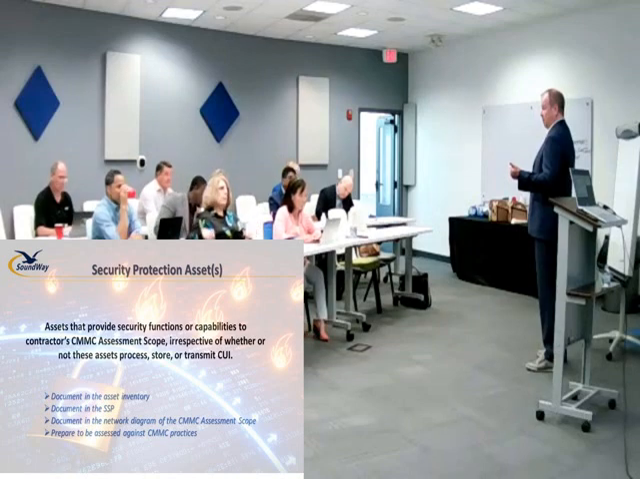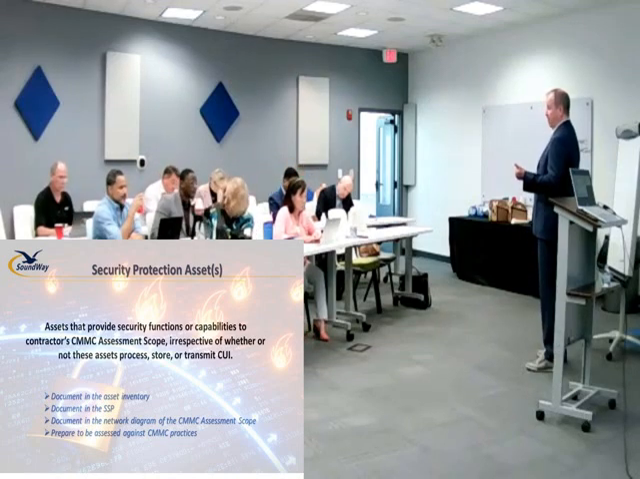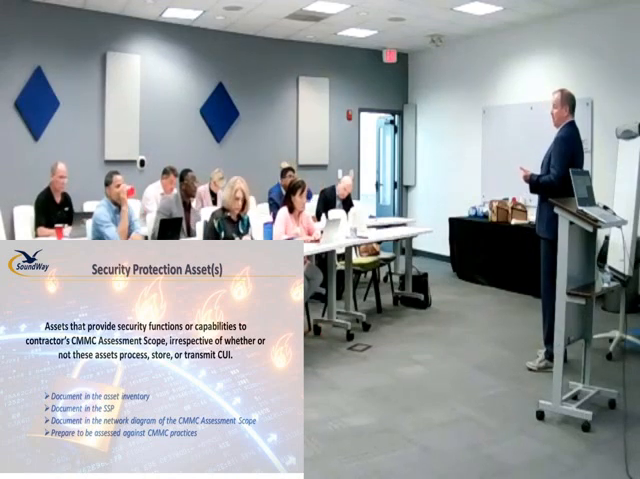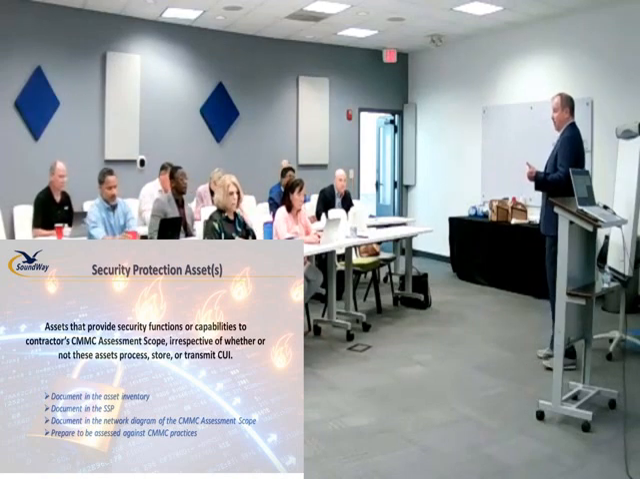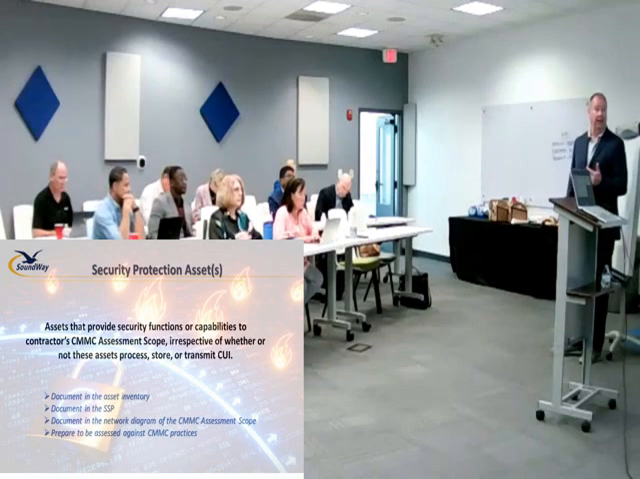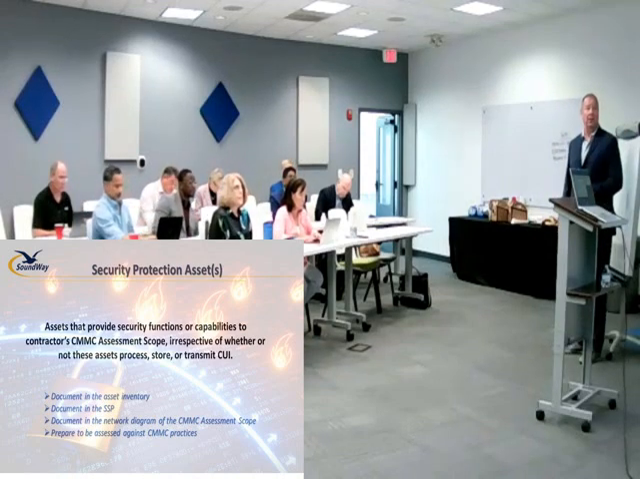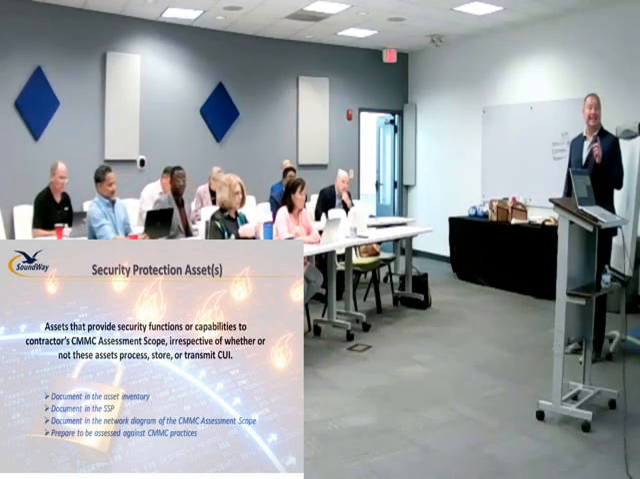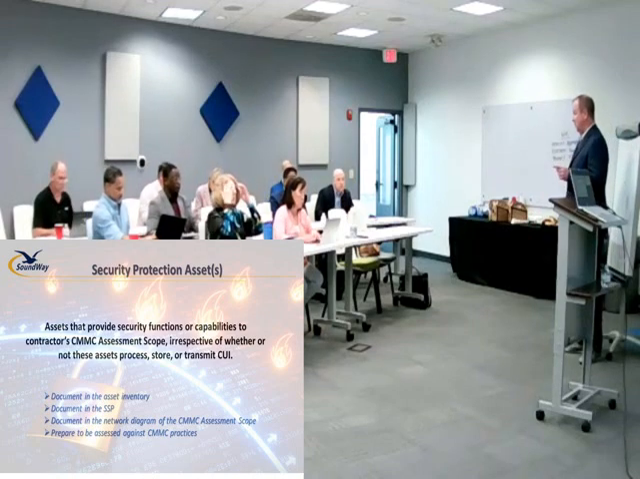So the first one is called a CUI asset. That is anything that stores, maintains, or processes CUI information as defined by both NARA and the Department of Defense's CUI registry. A security protection asset is defined as an asset that provides security functions, but does not necessarily have to store or transmit CUI.